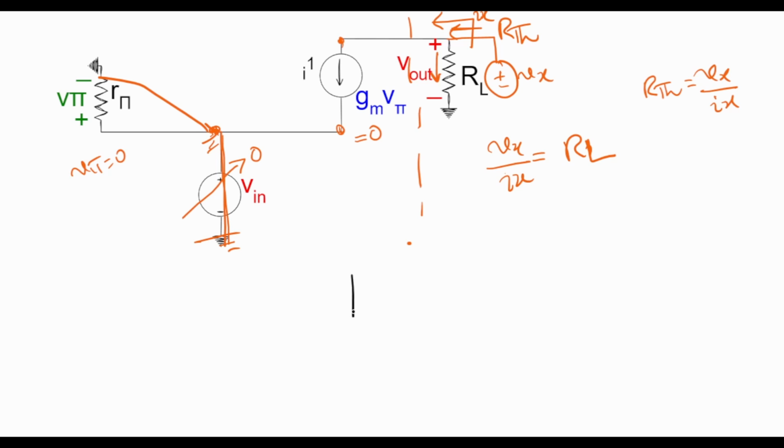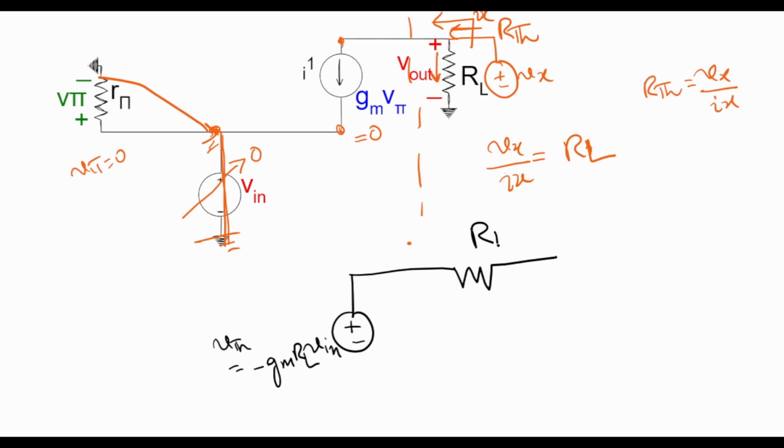So now we can make our Thevenin equivalent circuit where the Thevenin equivalent voltage V Thevenin is equal to minus Gm times RL times V in, in series with R Thevenin, which is RL. This is the Thevenin's equivalent circuit.